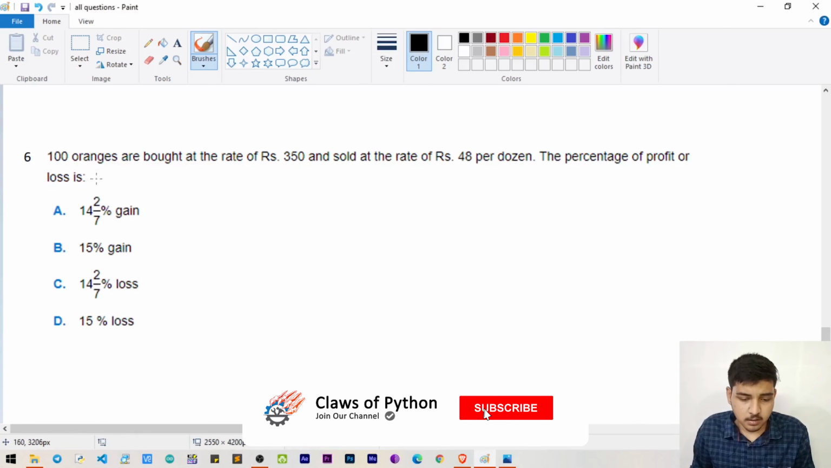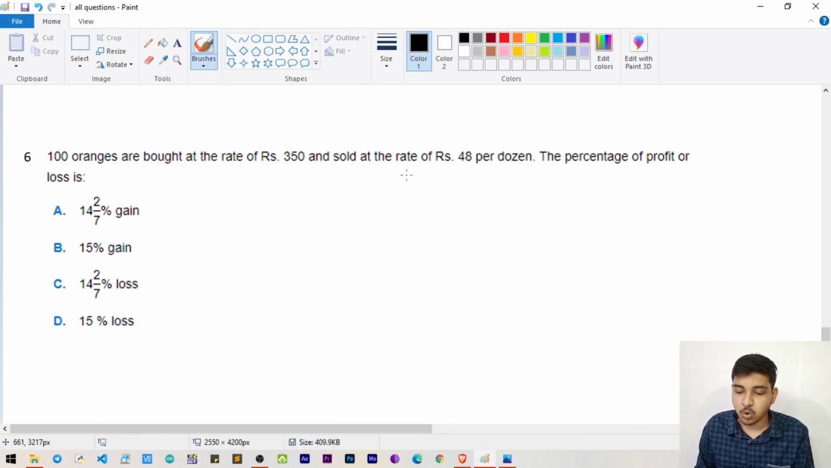Question number 6. 100 oranges are bought at the rate of 350 rupees and sold at the rate of 48 per dozen. The percentage of profit or loss is? I'm not going to solve this problem. Solve this problem on your own and comment your answer in the comment section.